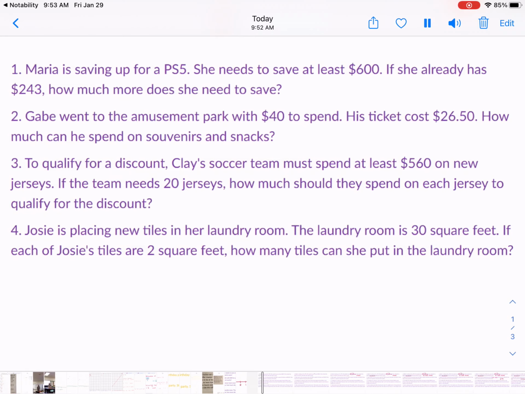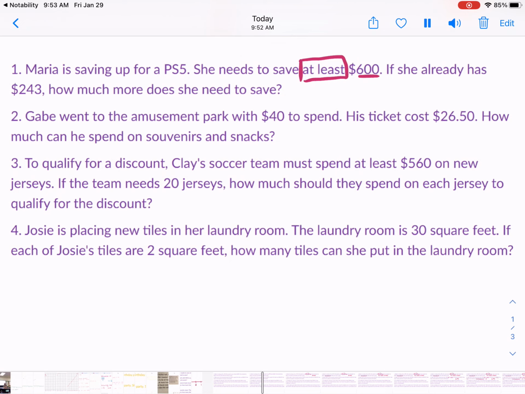Okay, to create an equation or an inequality for each of these problems, we've got to look for keywords and really think about what's happening here. So number one says Maria is saving up for a PS5. She needs to save at least, make sure we make note of that, $600. So that means whatever we've got going on needs to be greater than or equal to 600, because at least means greater than or equal to.